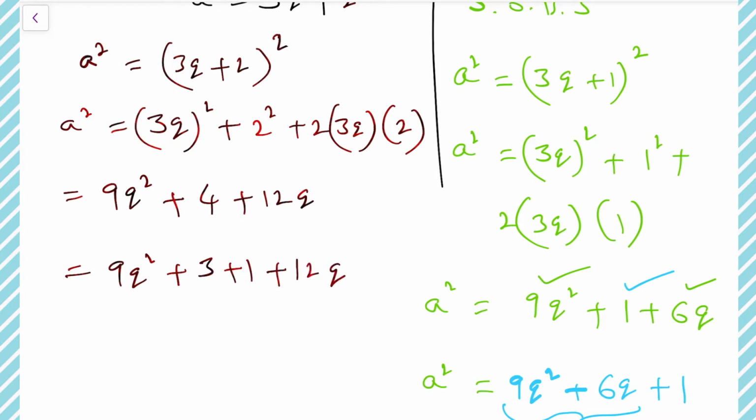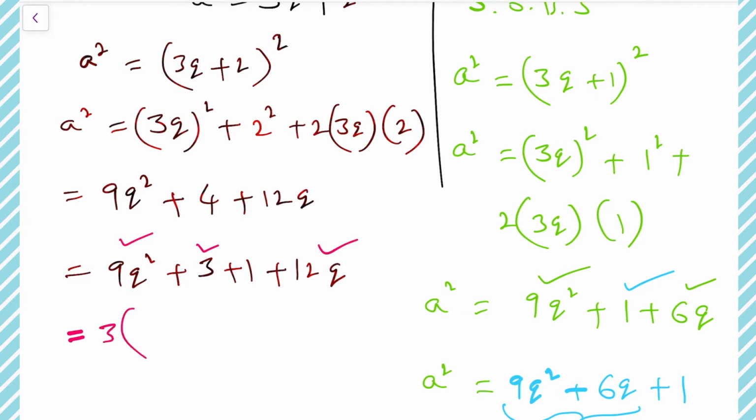Why I am writing 4 as 3 plus 1 means we need to show that it is in the form of 3p or 3p plus 1 only, right? So this 3 is divisible by 3, so that's why I am writing this 4 as 3 plus 1. In case we have 7, we need to write it as 6 plus 1 because 6 is again divisible by 3, like that.